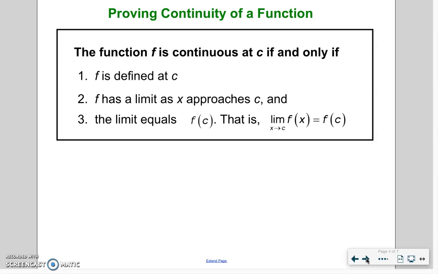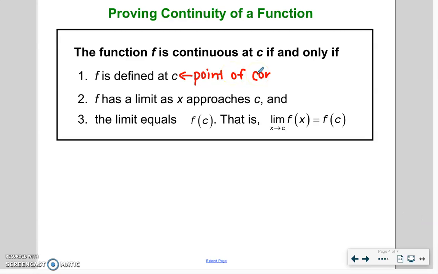Proving is going to be where I give you a function in equation format only, with no graph, and you're going to have to be able to tell me if that function is a continuous function solely by looking at the equation. Okay, so it's a 3-step process. The first thing you're going to do is see if the function is defined at C, and C is going to vary. This will be like the point of continuity that you're focusing on.